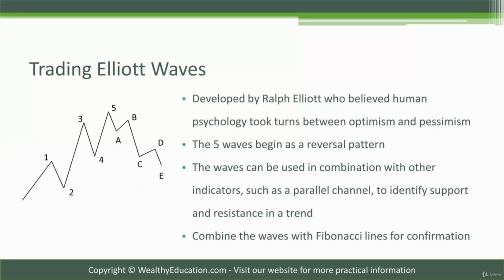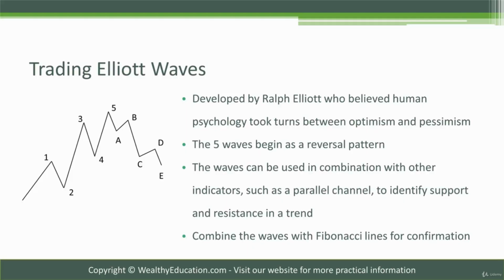The Elliott Wave was developed by Ralph Elliott, who believed that human psychology, which is apparent in the markets, moved between optimism and pessimism. Mr. Elliott thought that this optimism and pessimism resulted in the markets moving up and down, or a wave pattern. The wave pattern is the result of 5 different legs in the market, 5 legs up and 5 legs down.